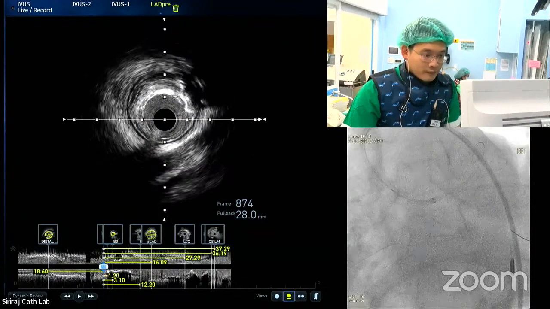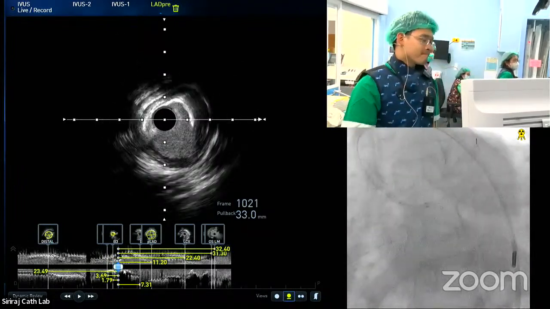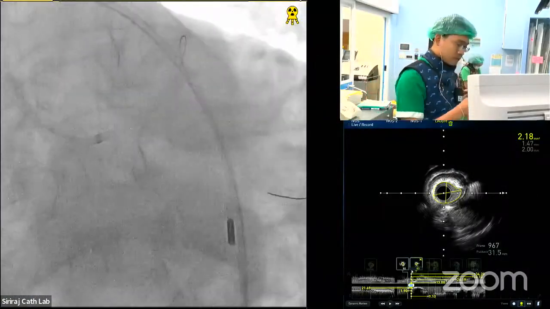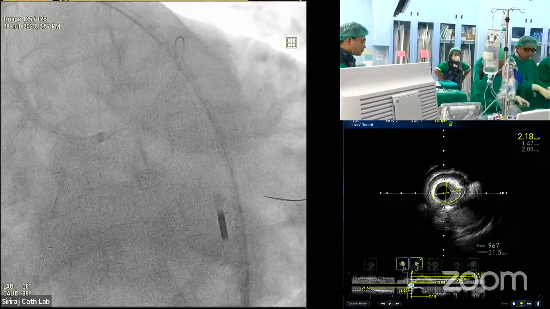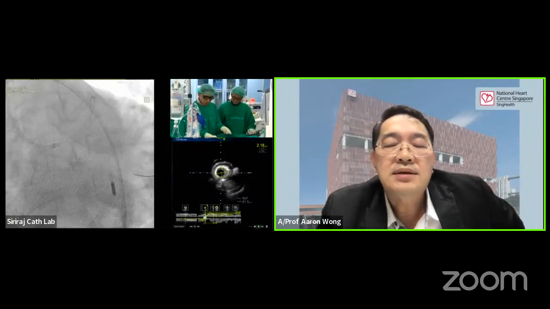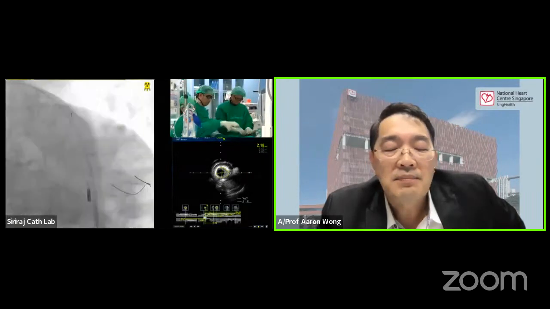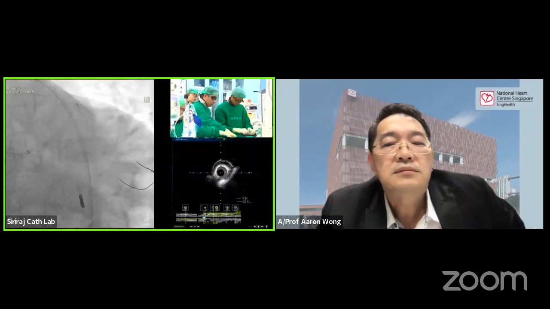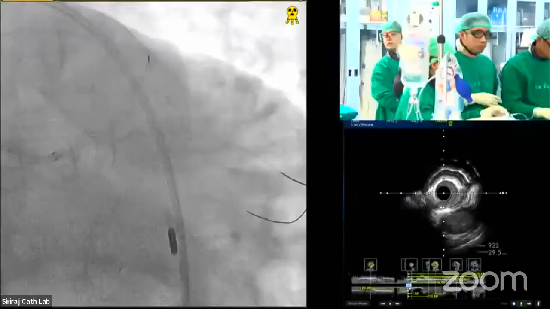Yes, what is the MLA in the LAD? 2.2, right? 2.2, yes. 2.2 square millimeters. So maybe probably we can just... what do you think? Aaron, are you happy that the MLA says significant? For measurement of the MLA, it probably depends on the reference size. Do you have the plaque burden in that area? Plaque burden, I think it's difficult to measure because there's calcium here and it's difficult to know what area of the vessel.